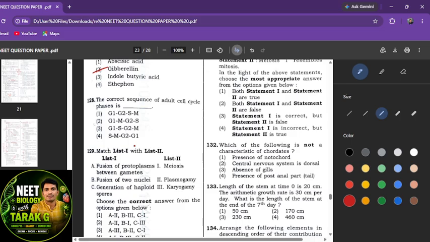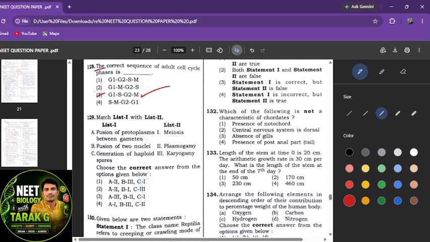Regarding cell division, they ask the sequence. Everywhere it is sequences. That's the reason the sequence order is very important. How to remember? 128. The correct sequence of adult cell cycle phases. They ask the correct sequence: G1 phase, synthesis phase, G2 phase, M phase. That's also a direct question.